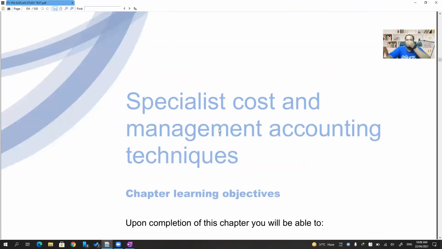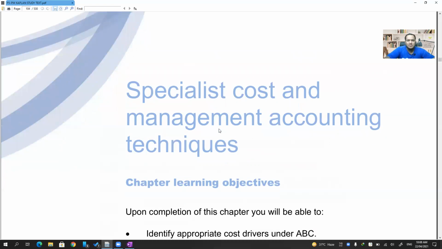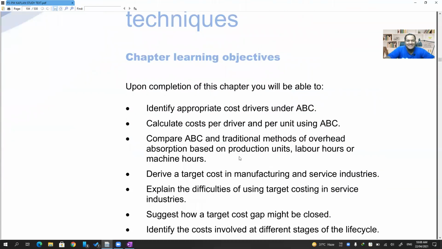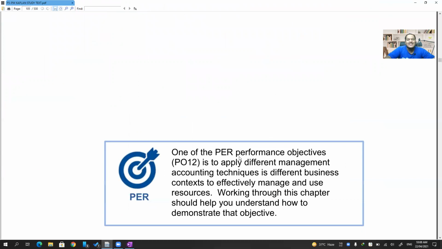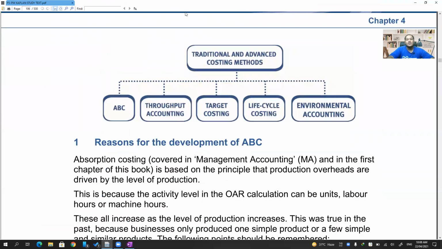It's special cost and management accounting techniques. Here in this particular chapter, we are going to discuss 5 different types of accounting techniques. Out of which ABC is going to take a good amount of time, let's say half an hour. Throughput accounting is going to take another 20 minutes, target 10 minutes, life cycle 10 minutes, environment 10 minutes. These 3 are 10 minute topics. ABC and throughput are going to take a little bit more time. So keep that in mind.